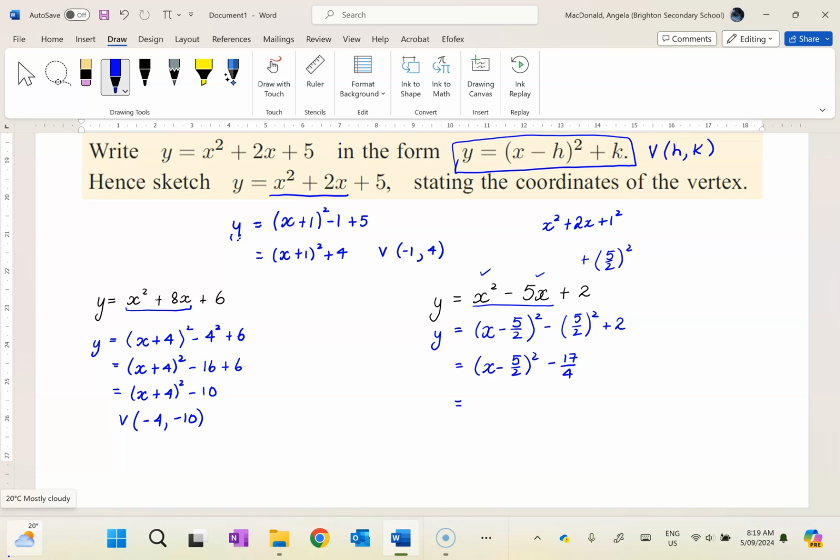And we don't need to get rid of the squared because we've now got it in the form that we want, and so therefore our vertex is going to be 5 over 2, minus 17 over 4. Right, so you keep the sign and everything. Now let's just hang on to that for a minute, and we would like to confirm this using our graphics calculator.